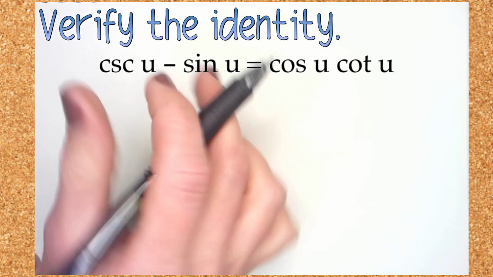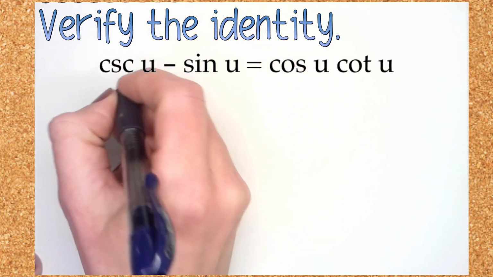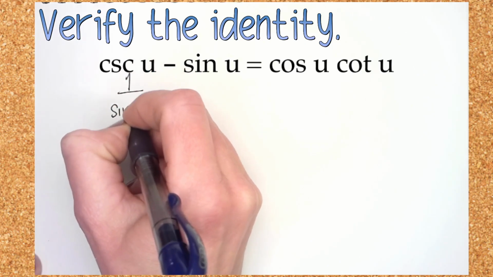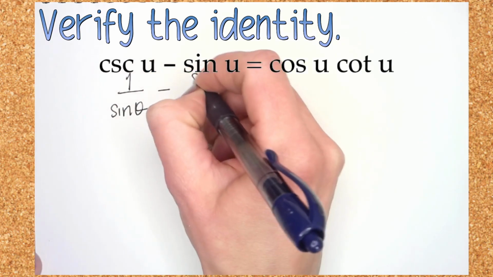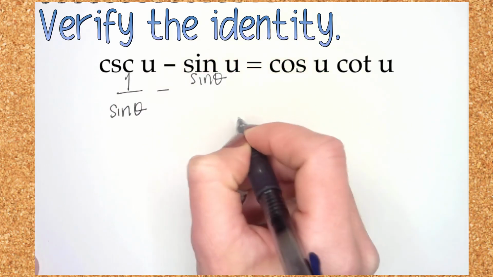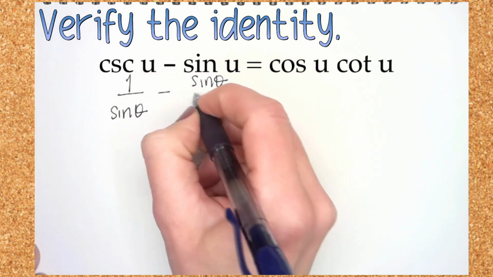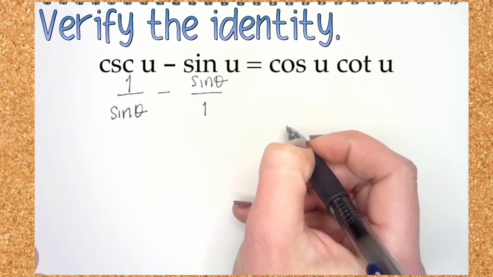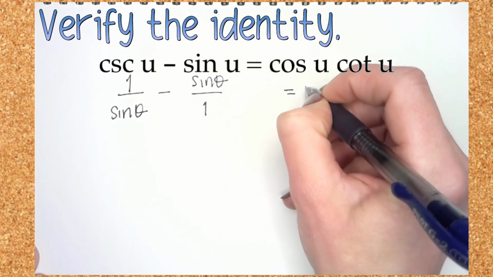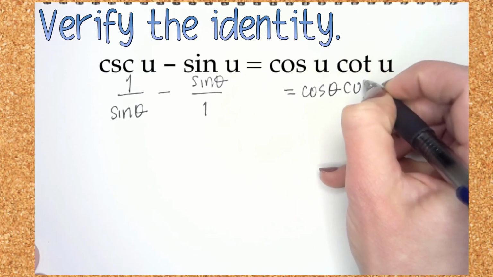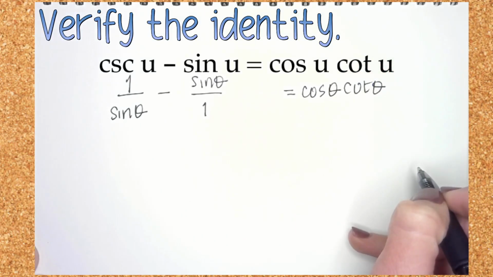So I'm going to start over here. The cosecant u, I'm going to rewrite as 1 over sine theta. And the other sine theta right here is just going to stay the same. Now, the sine theta that's already here is actually over 1. The right side you leave alone if you're changing the left, and I'll just leave that as it is.